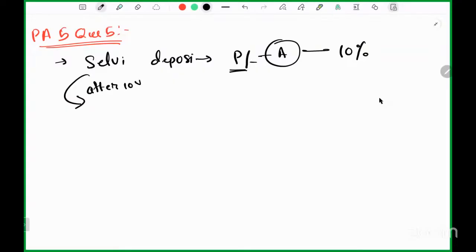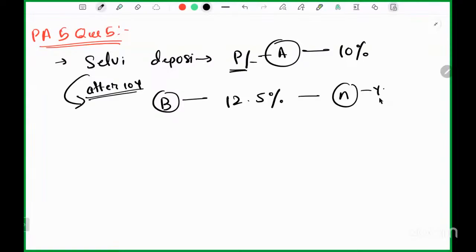Okay. So after 10 years, she withdraws this amount and deposits it into another bank B, which provides an interest rate of 12.5%. This deposit is made for n years. So in bank A the deposit remains up to 10 years, and in bank B it remains up to n years. It's given in the question; I'm just reading the question.